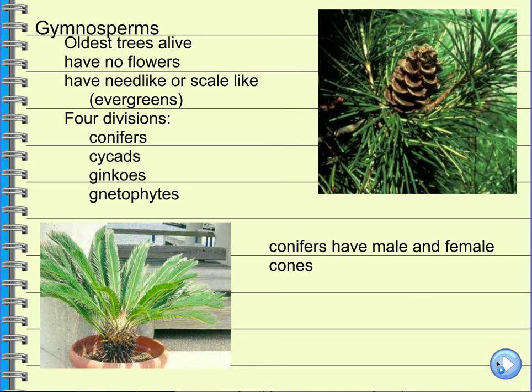Now let's talk about types of seed-bearing plants. Now, gymnosperms are the oldest types of trees. They're the oldest trees alive. These are cone-bearing plants. They have no flowers, and they have needle-like or scale-like leaves. And we usually think of these as evergreens and pines and those types. So they're actually divided into 4 types. The conifers, which have the cones, and they have male and female cones. The cycads, the ginkgos, and the gnetophytes.